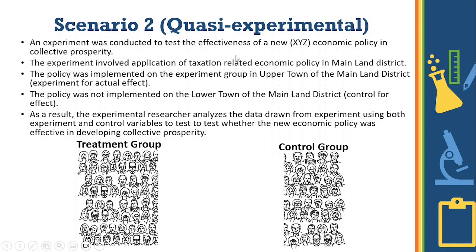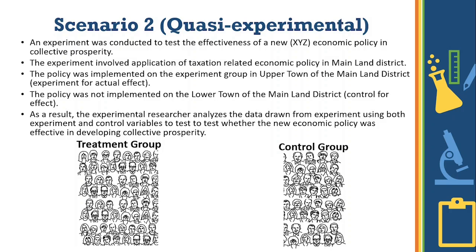The economic policy that the experimenter is introducing as an experiment revolves around taxation. The policy is implemented on the experiment group in the Upper Town of the Mainland District. Upper Town, again, is just a name I'm using here for the sake of practice. Just like scenario one, where we had the experiment group receiving the actual medication or actual effect, same thing with scenario two, except that the medication is substituted by the policy.